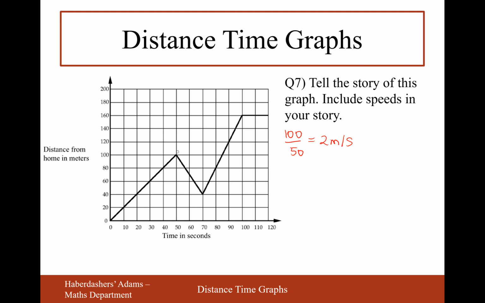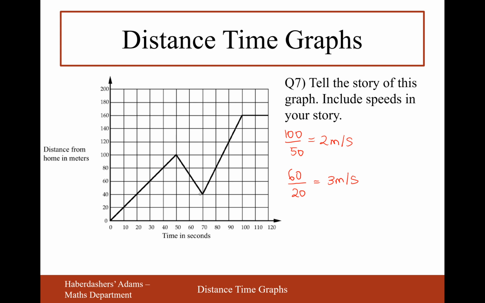But Timmy then forgets that he was meant to call in on Johnny before he gets to the sweet store. So he has to go backwards to go and get Johnny. And in that time, he's travelled from 100 metres away from home to 40 metres away from home. So that's a distance change of 60 divided by 20 seconds. So that's going to be 3 metres per second. So that's faster than the initial speed there.